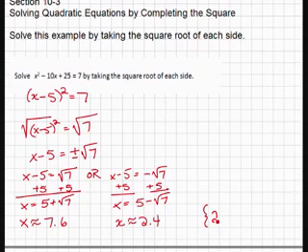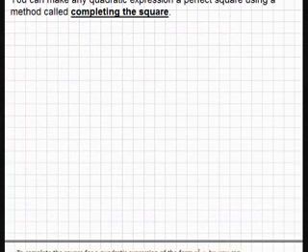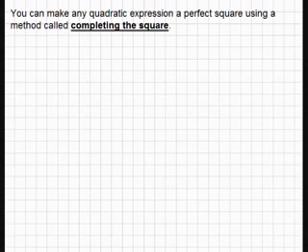Now remember, we could do this because the left side was a perfect square trinomial. But what if we don't have a perfect square trinomial? Well, we can make any trinomial a perfect square by using a procedure called completing the square. So let me show you what that means. You can make any quadratic expression a perfect square using a method called completing the square.